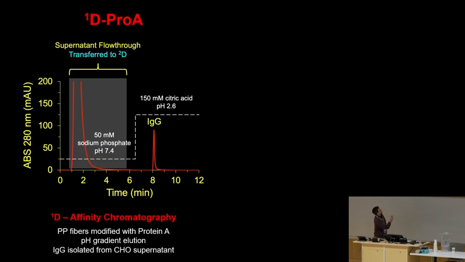And so as those sample loops would partially fill, they would transfer over. Sorry, I'll back up here. So all the supernatant response, the flow through, fractions are being transferred over at this time, and then mobile phase is switched to citric acid, causing a decrease in pH, causing that partial unfolding of the protein A and dissociation of the IgG.